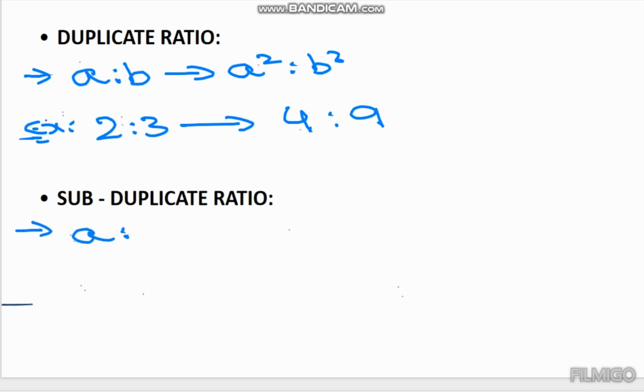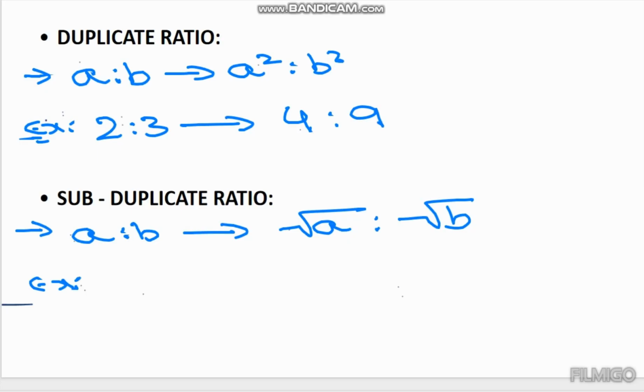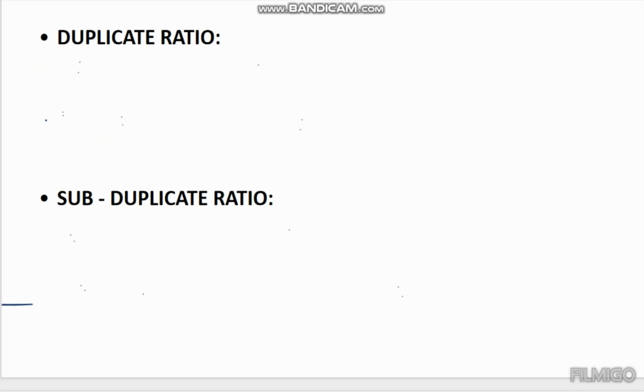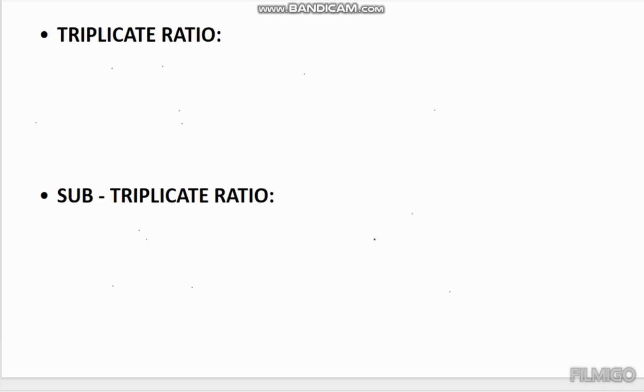The subduplicate ratio of A is to B can be represented as root A is to root B. Example, the example of subduplicate ratio is 9 is to 49, which can be represented as root 9 is to root 49, equal to 3 is to 7. So let us go to the topic triplicate ratio.